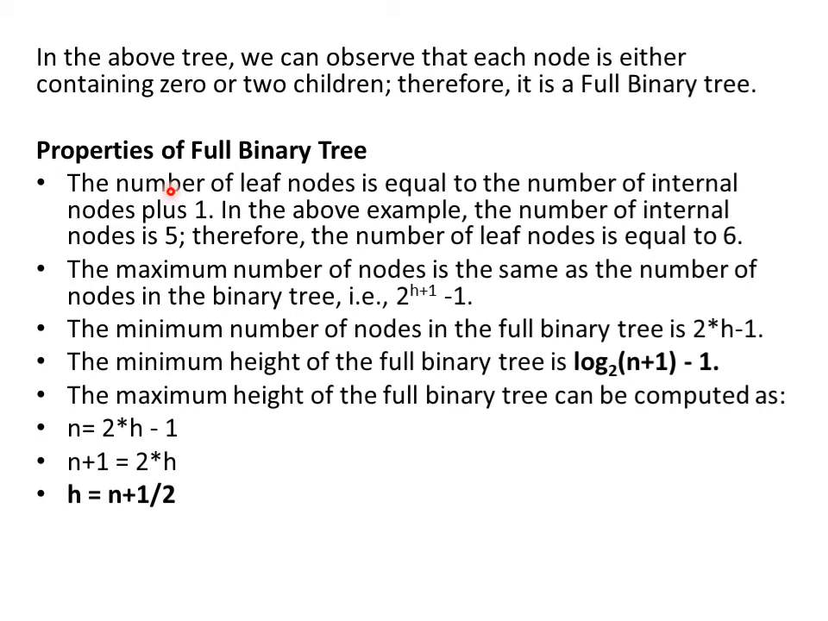What are the properties of a full binary tree? The number of leaf nodes is equal to the number of internal nodes plus 1. In the above example, the number of internal nodes is 5. Therefore, the number of leaf nodes is equal to 6. Here I have explained how it is there.